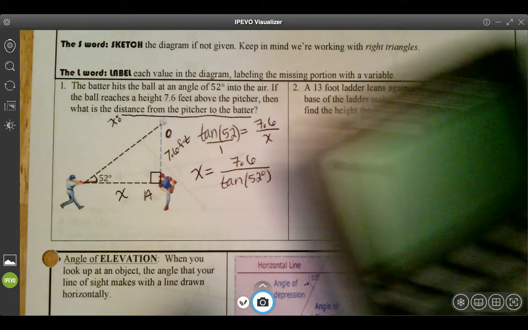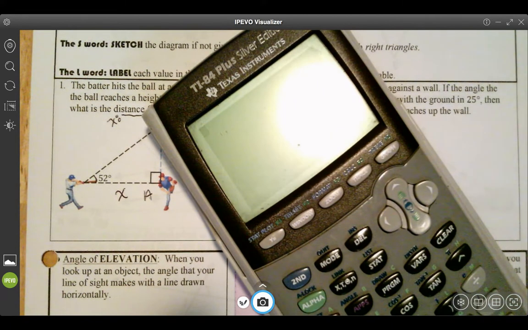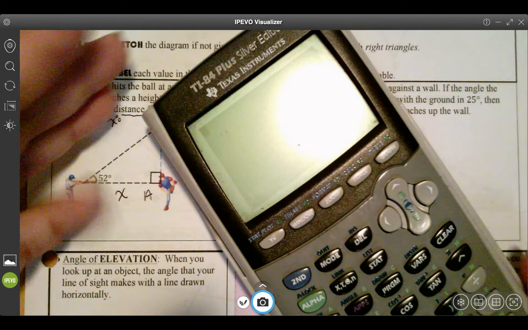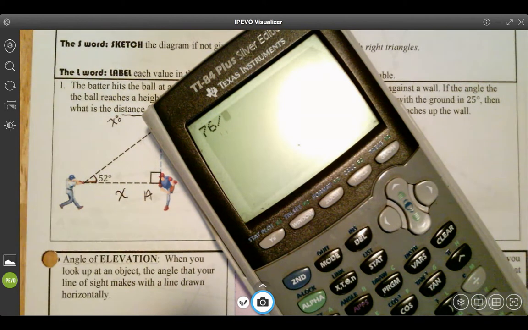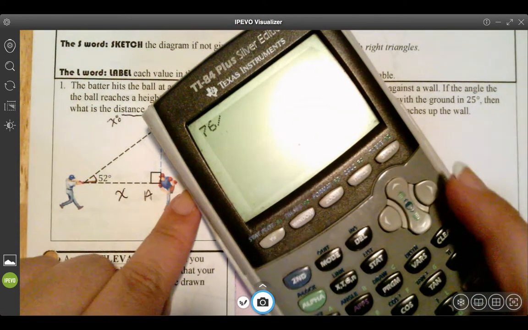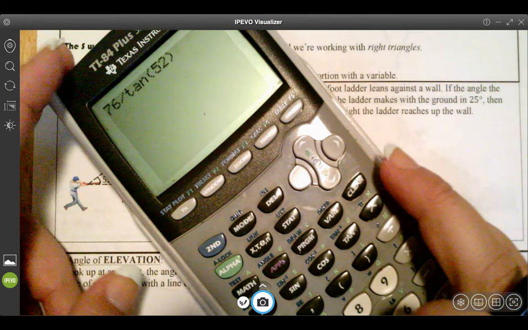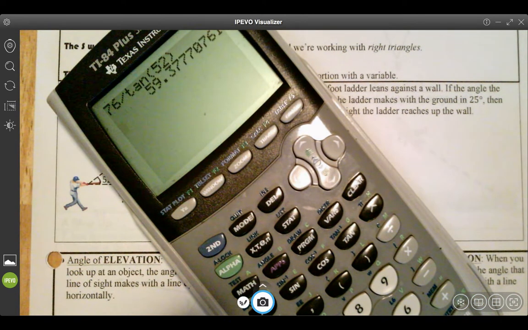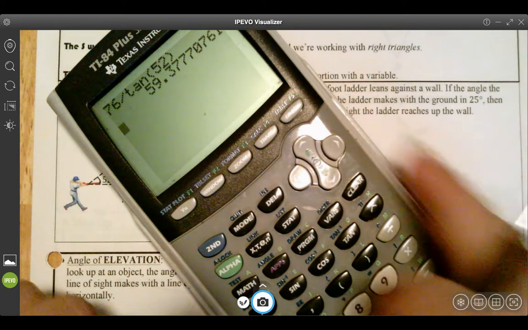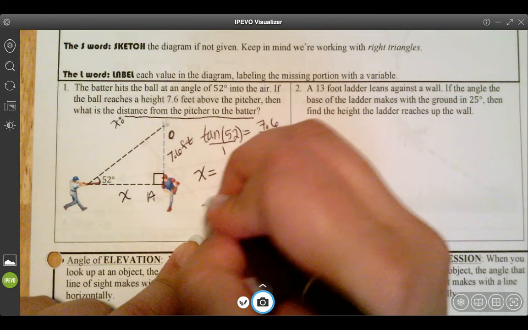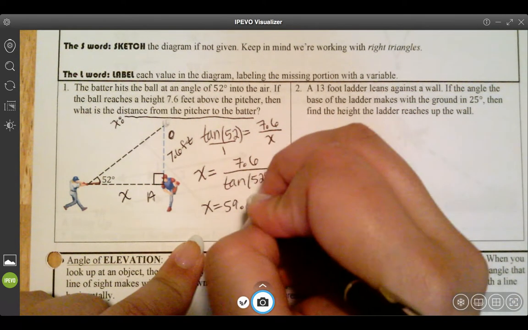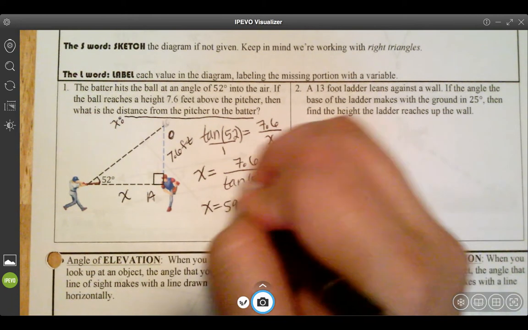The reason I'm showing you all these calculations, even though I don't usually, is so that you can see me pressing the buttons. You can get used to seeing what that will look like. So 7.6 divided by tangent of 52 degrees. That's what it should look like in your calculator. 59.4. X equals 59.4. Our unit here is feet.